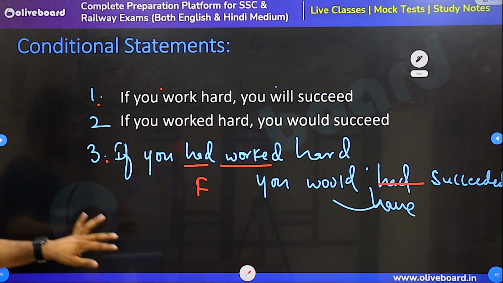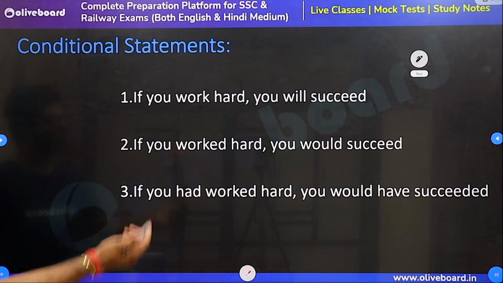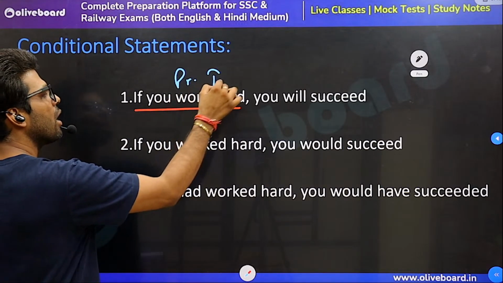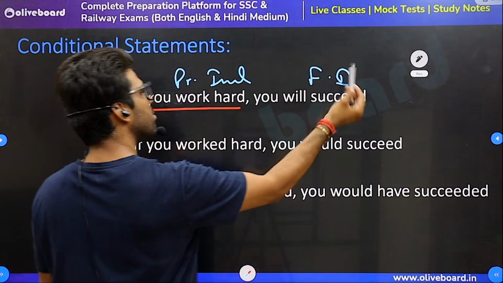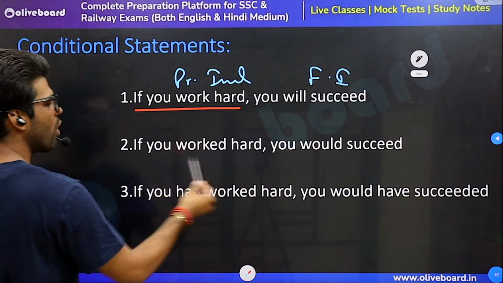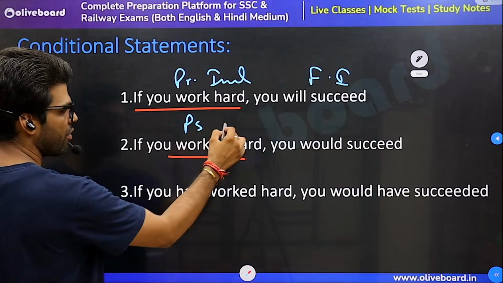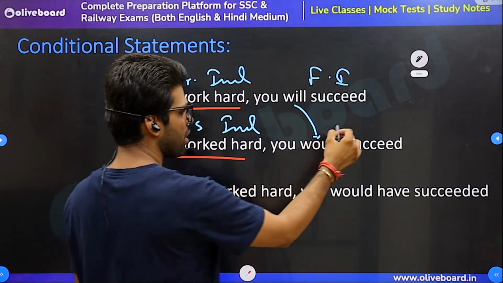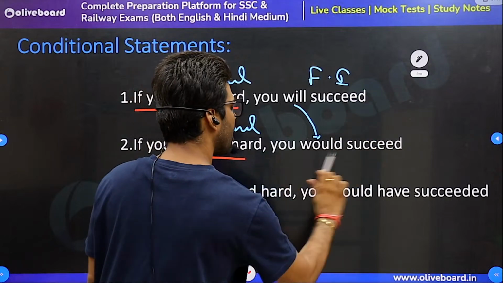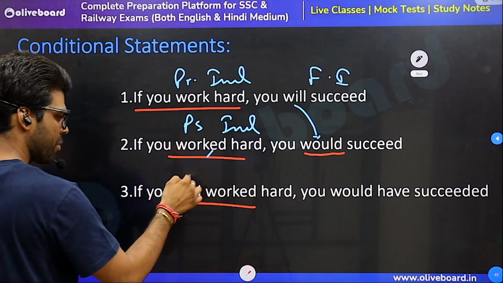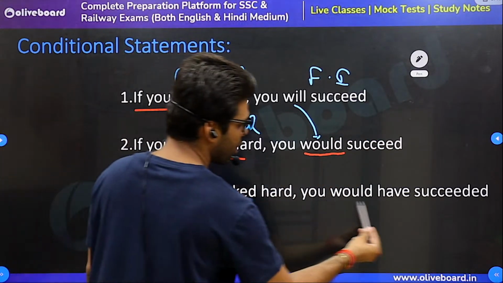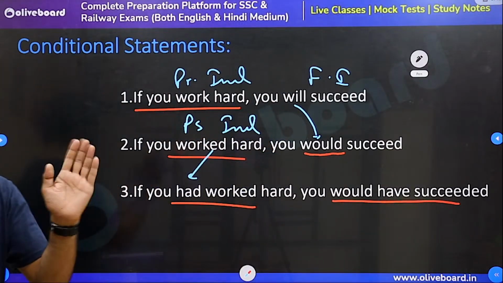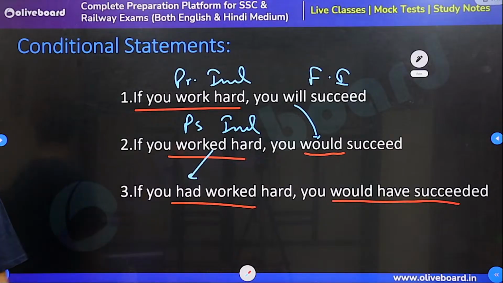Okay, objections heartily welcome. So these are the conditional clauses. Have a look again. If you work hard, present indefinite. You will succeed, future indefinite. No need to mug up rules. If you worked hard, this is past indefinite with a V2, you would succeed. Common sense is will becomes would in past. Okay, would is mandatory here. If you had worked hard, past perfect, had with a V3, you would have succeeded. Have V2 already here with a V3. Any doubt from anybody here watching it live or later? Welcome.